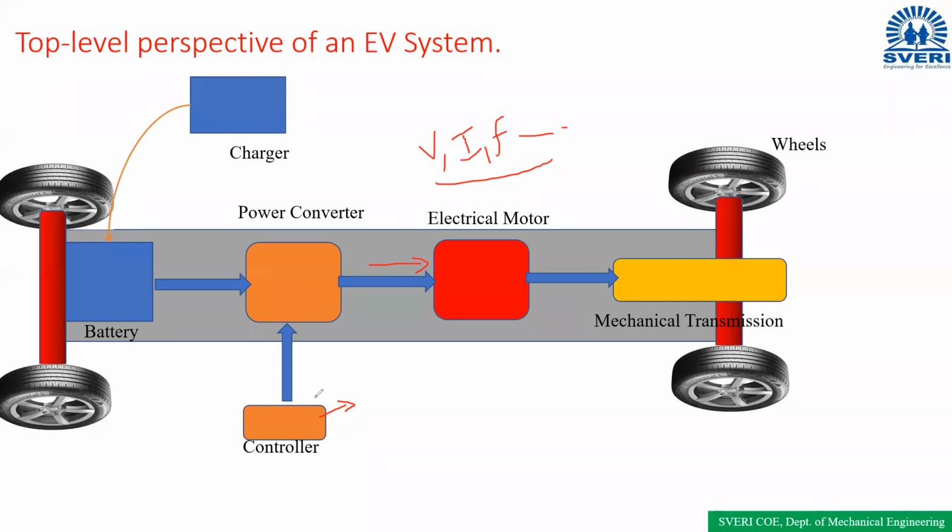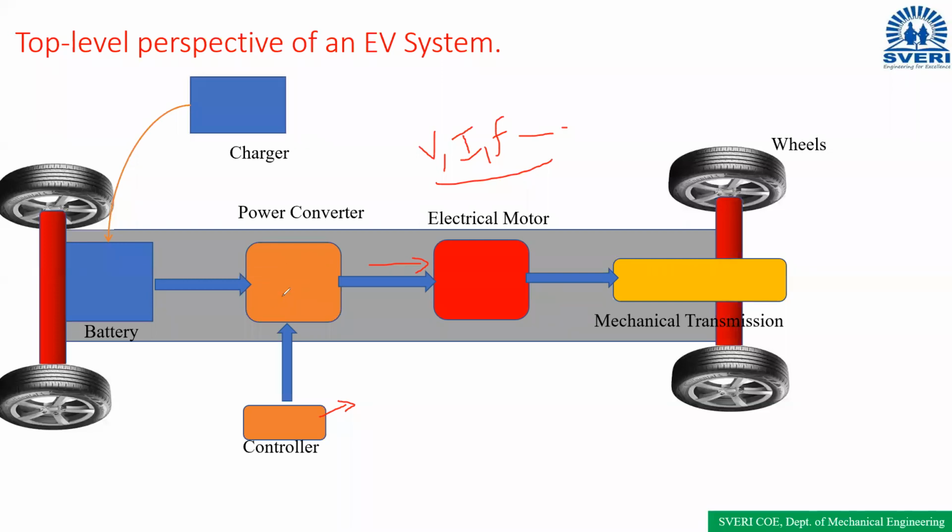Clear? So here the power converter circuit is designed by using the power semiconductor devices. Maybe diodes, maybe thyristors, maybe MOSFETs, maybe IGBTs. Maybe two devices are used in this converter, maybe three, maybe four devices, or six devices, and so on.